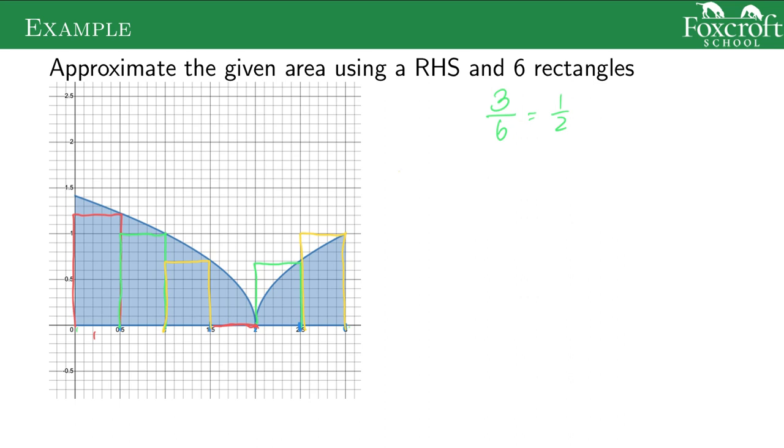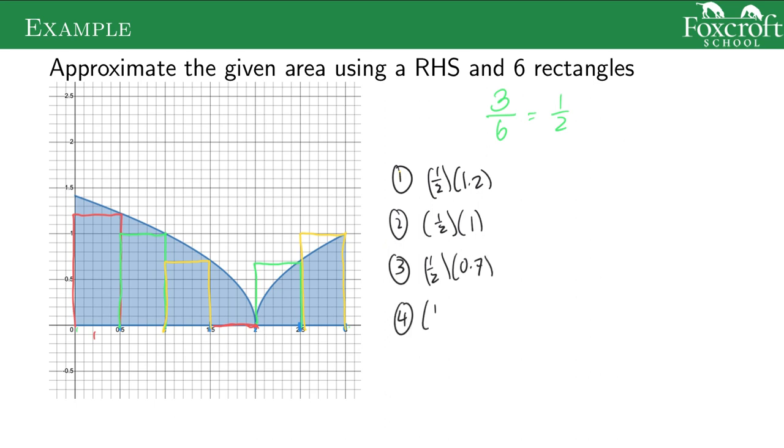different areas. So rectangle 1 has a width of 1/2 and a height of 1.2. Rectangle 2 has a width of 1/2. They're all going to have the same width and a height of 1. Rectangle 3, width of 1/2, height of 0.7. 4, width of 1/2, height of 0. 5, the height is 0.7. And 6, the height is 1.